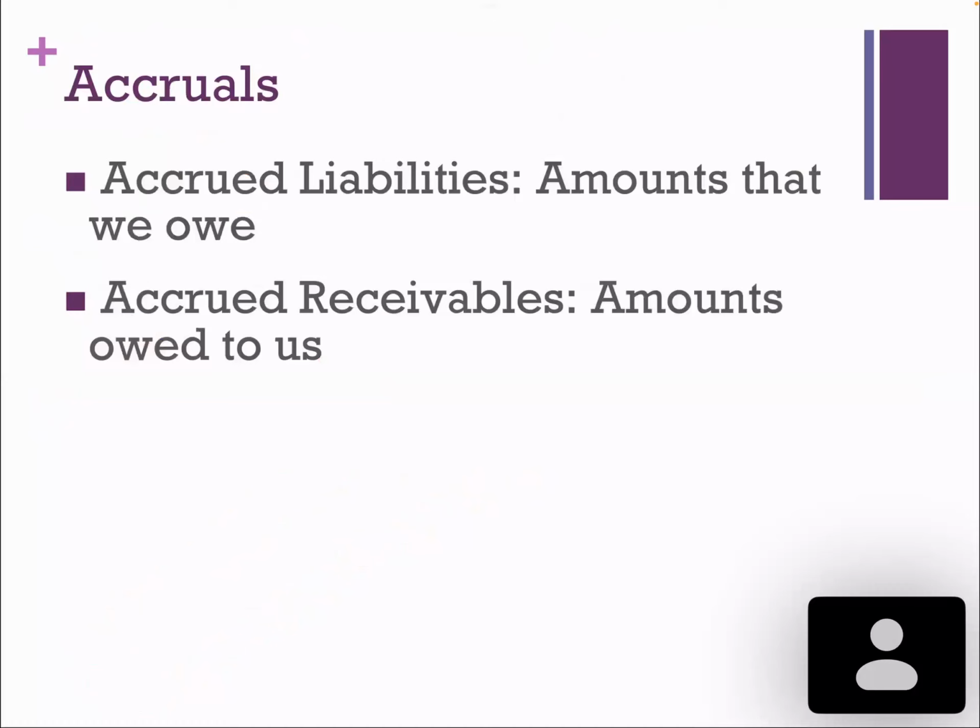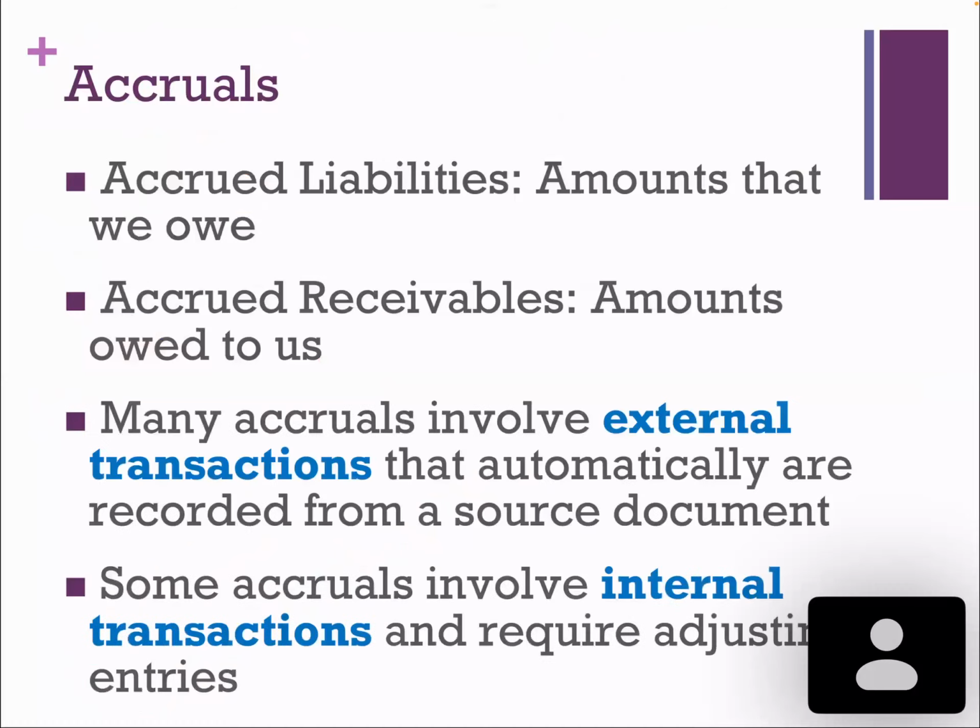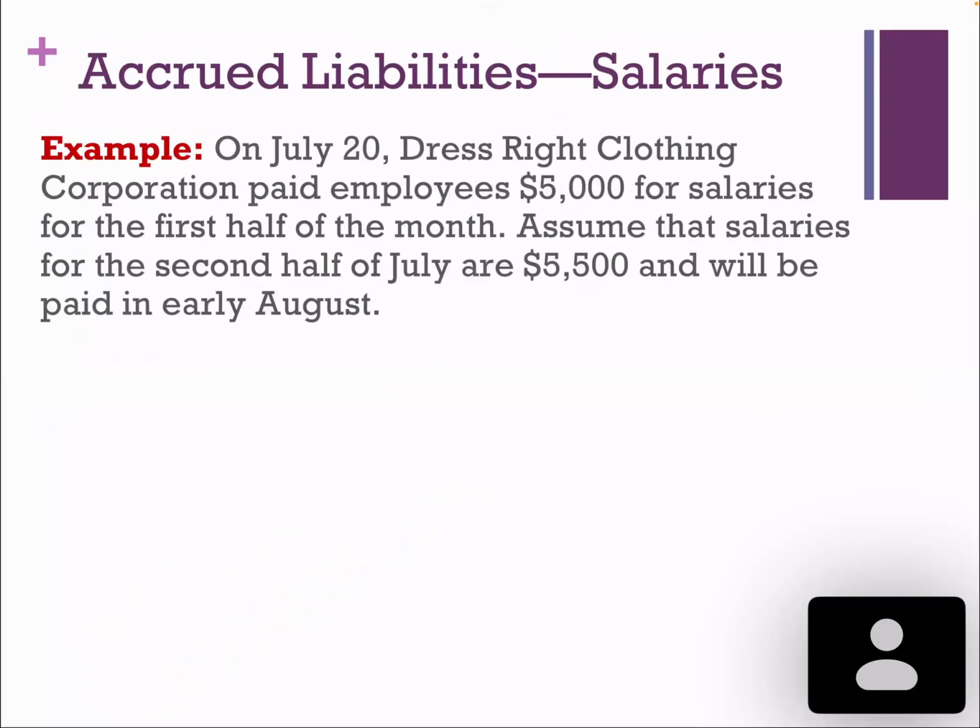Accruals. Okay. So now let's go through and look at these. So we paid $5,000 for salaries for the first half of the month. Assume that the salaries for the second half of the month are $5,500 and will be paid in early August. Okay. So when we have these two amounts, really the only one you need to focus on for the adjusting entry is this one. This one here was paid. Okay. So don't worry about it.